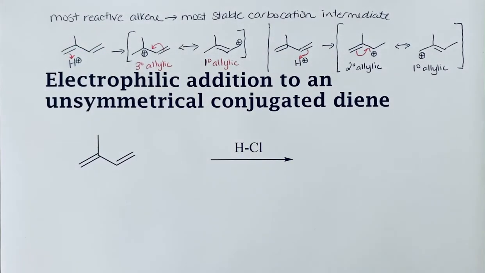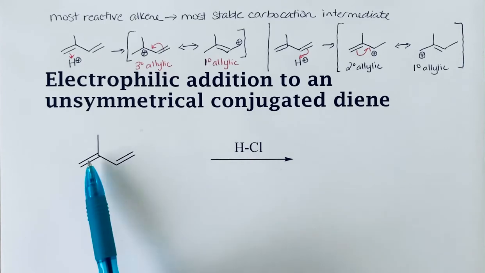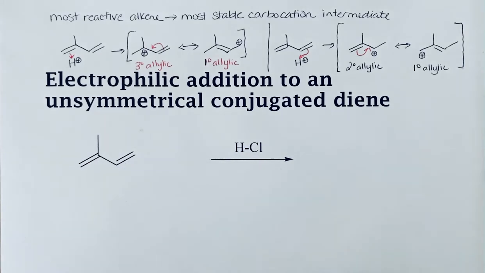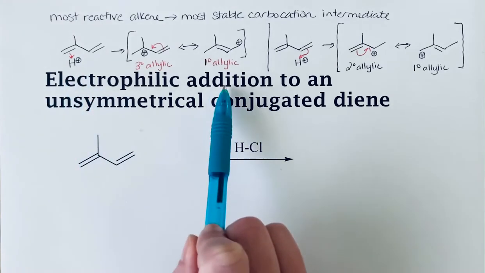And so the reactivity of an alkene in an electrophilic addition reaction depends on how stable the carbocation is, because the carbocation is that high energy intermediate that we need to form. So the more stable that carbocation is, the lower the activation energy barrier for the reaction. And so in order to determine which of these two alkenes is the most reactive, we need to look at the carbocations that we form.